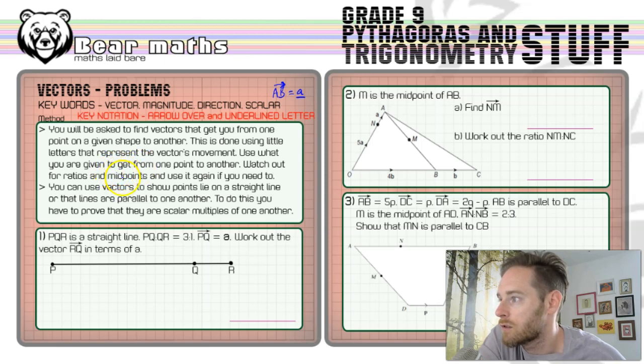Now, you can use vectors to show points lie on a straight line, or that lines are parallel to one another, and to do this, you have to prove that they're scalar multiples of one another. So one line is sometimes bigger than the other, or they're exactly the same length.